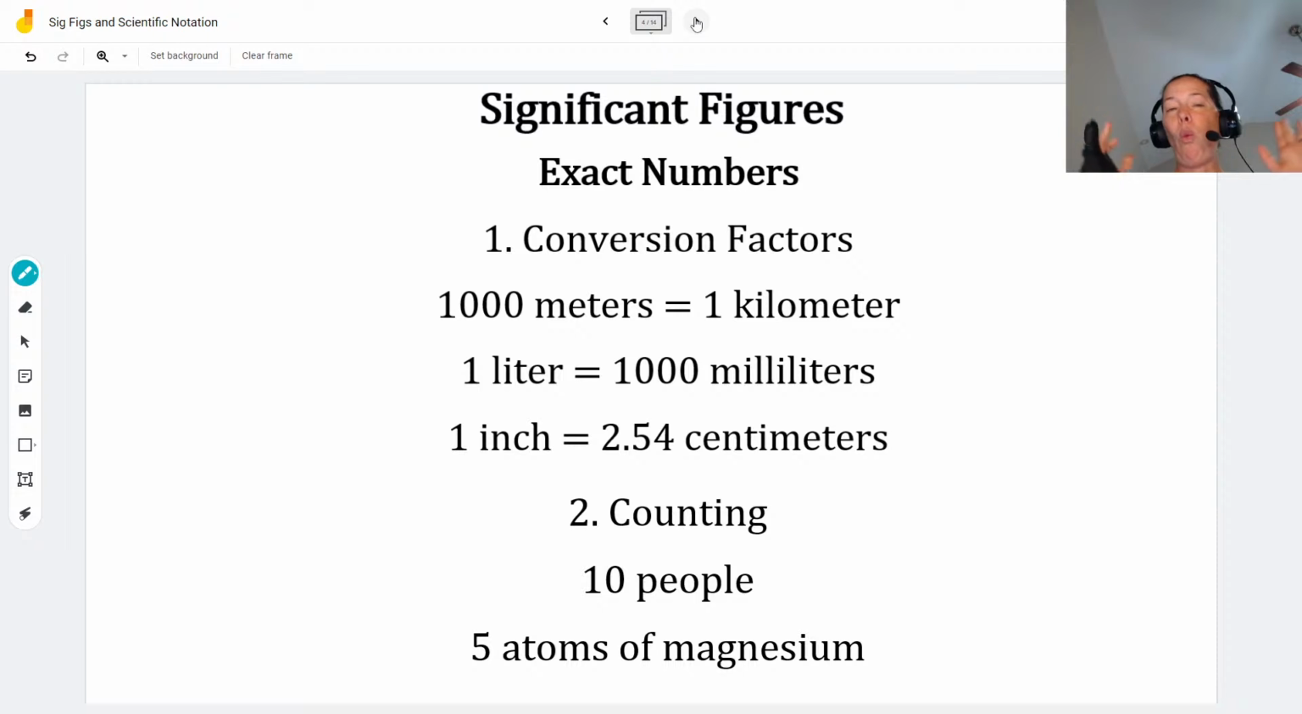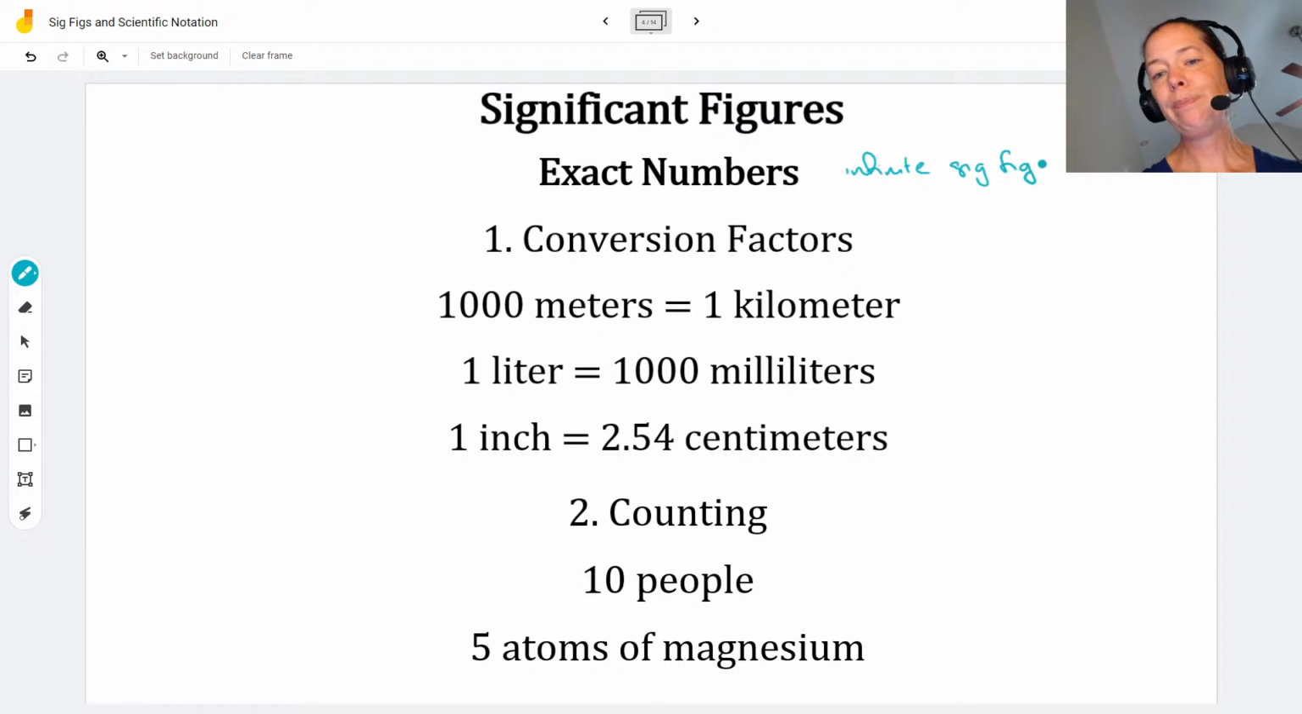Now let's talk about one more thing about significant figures, and those are exact numbers. So the first time you're going to see this probably is when you're talking about conversion factors. So if a conversion factor is exact, then it's going to have an infinite number of sig figs. So let me write this here. Exact numbers have an infinite number of sig figs.